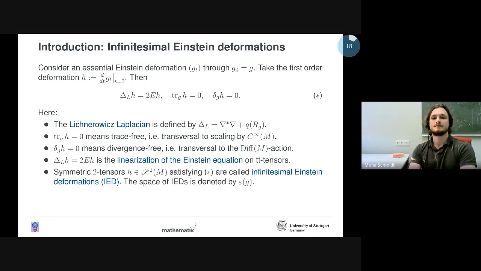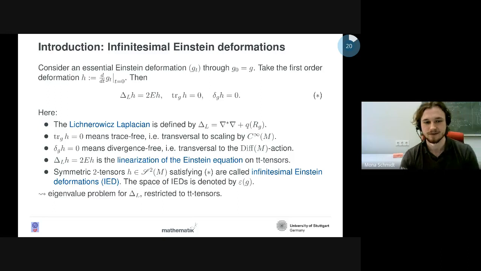If we have a symmetric two-tensor h that satisfies these three conditions, then we call it an infinitesimal Einstein deformation, or IED for short. And we denote the space of IEDs by this little epsilon of g here.